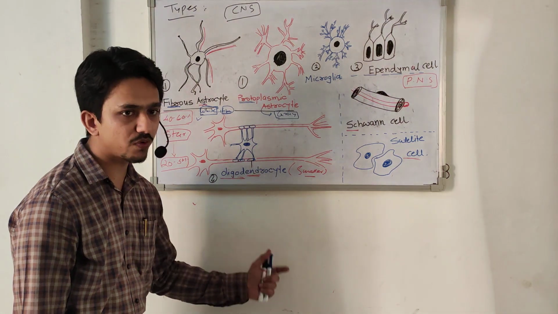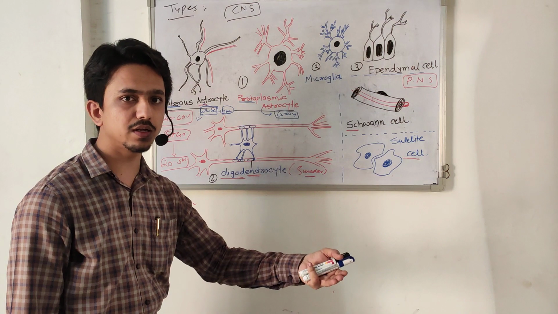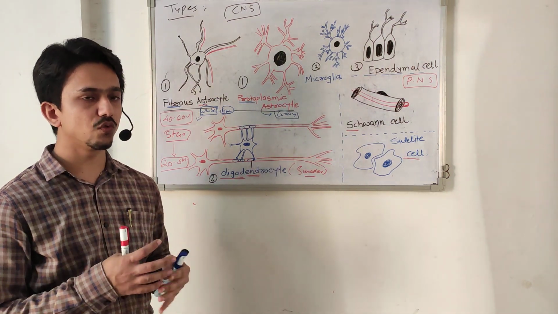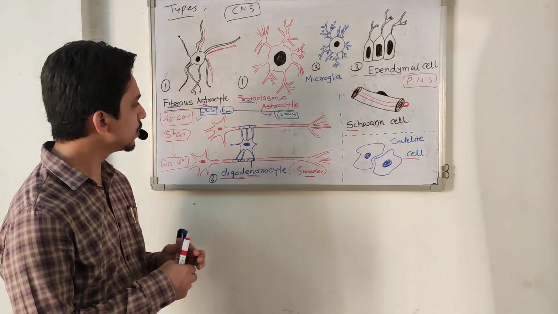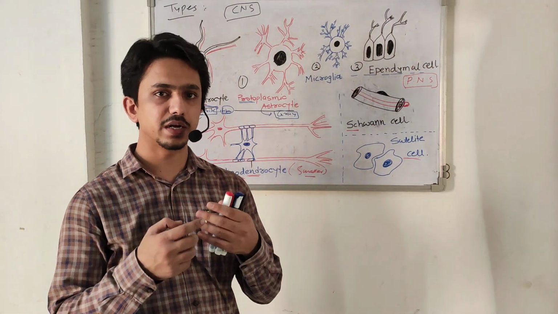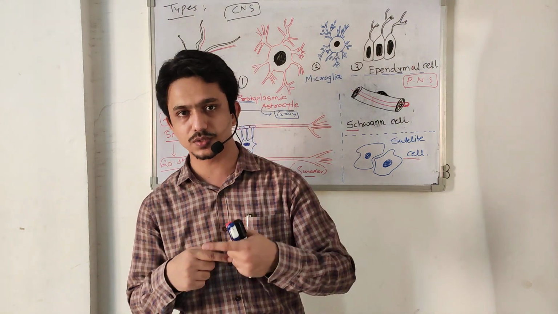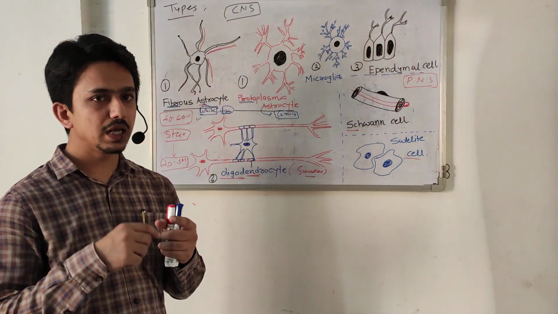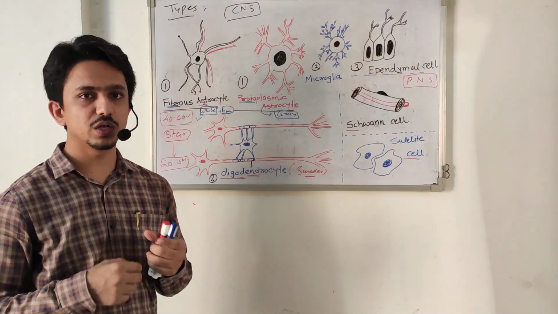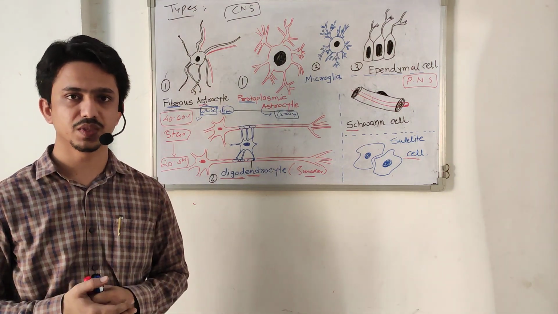So we also describe the functions here. But astrocytes we will describe later, because it's a very big topic. We require a full understanding of astrocytes. But oligodendrocytes are only responsible for myelination in the central nervous system. What is myelination? Myelination means covering around the axons. They increase the velocity of action potential, plus they also give insulation in the central nervous system.